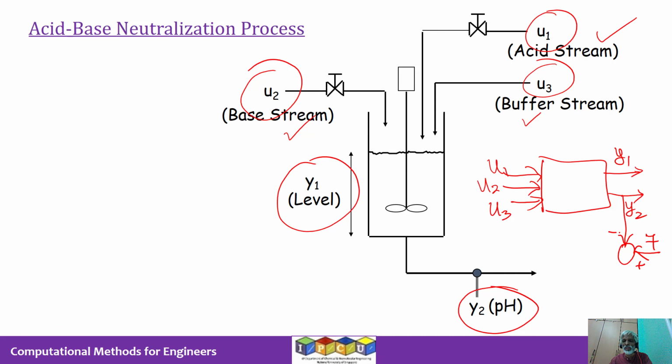So plus and minus, this is a comparison. The error between the actual value of pH and the target value of pH is fed to a controller, let's say the controller is C1. It could be a PI or a PID controller, and that moves a valve that alters the flow rate of the base stream.